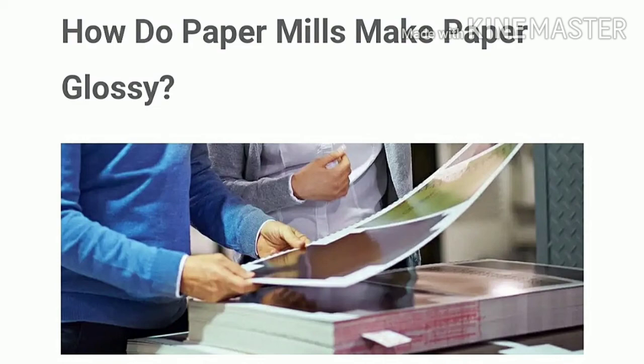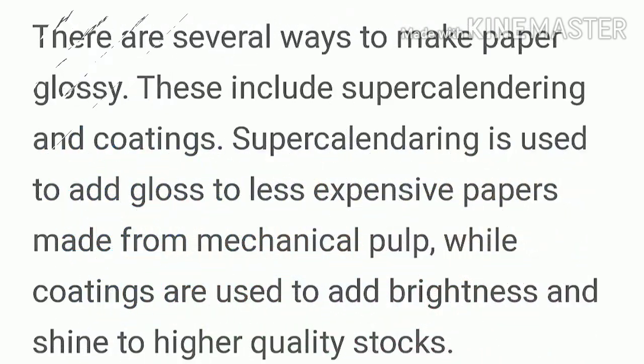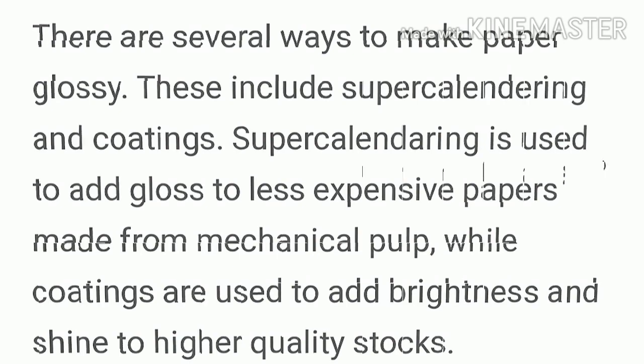How do paper mills make paper glossy? There are several ways to make paper glossy. These include super calendering and coating. Super calendering is used to add gloss to less expensive paper made from mechanical pulp, while coatings are used to add brightness and shine to higher quality stocks.